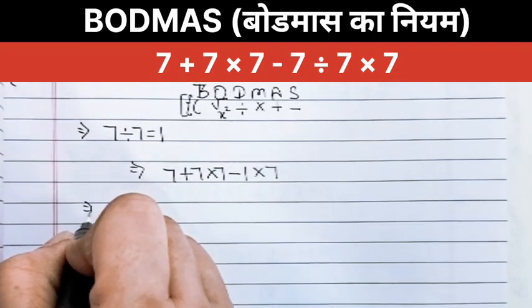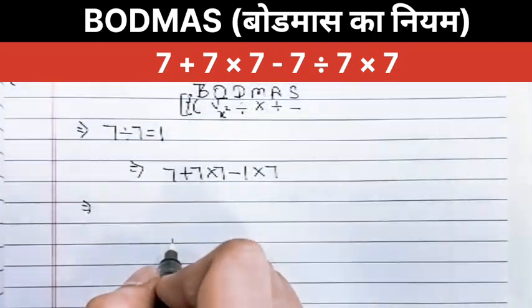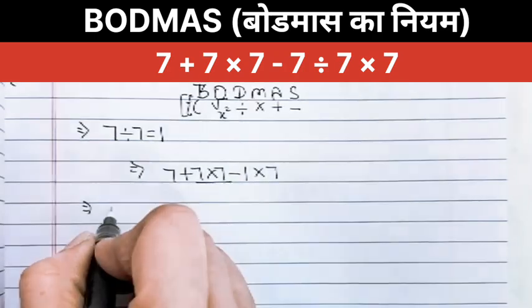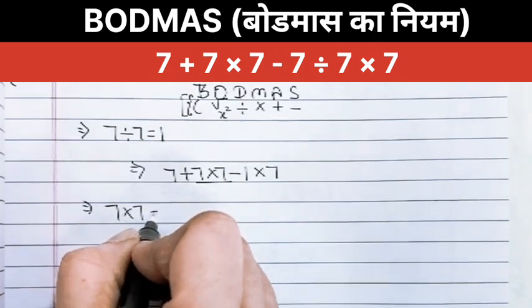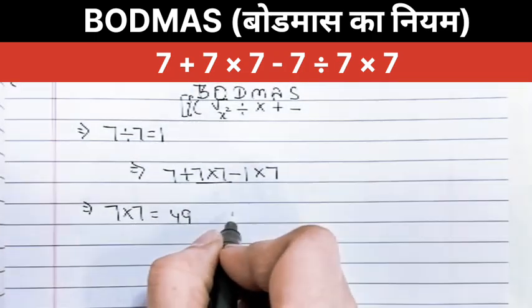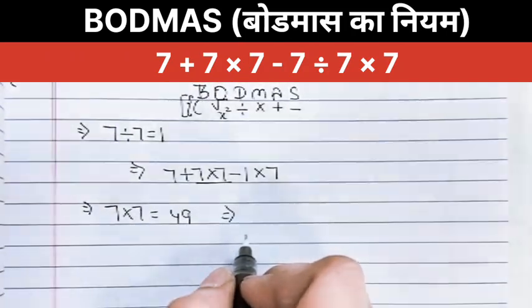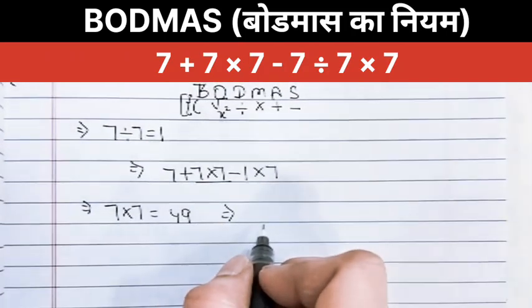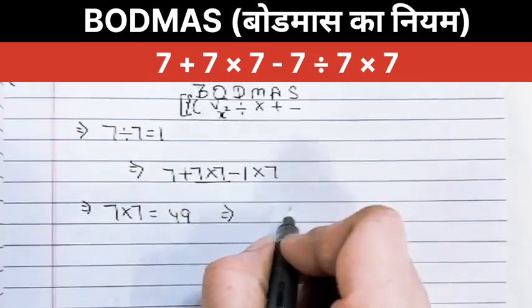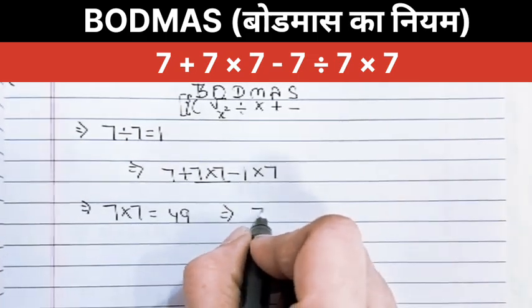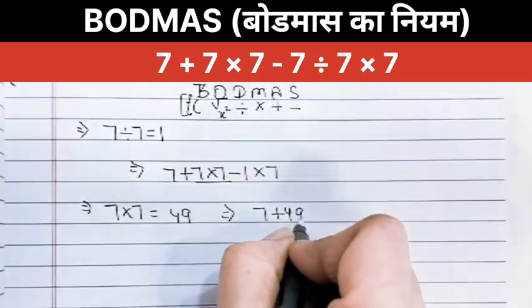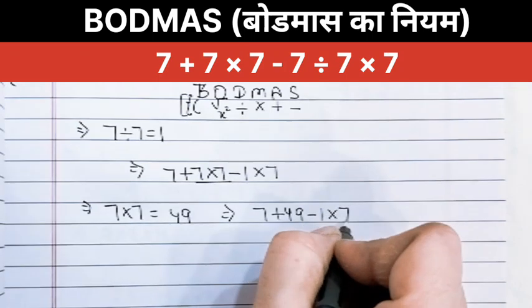Now step 2: we solve multiplication. As you can see here, 7 multiplied by 7 is equal to 49. According to this step, multiplication is the next priority. We resolve the first multiplication from left to right. So now the expression becomes 7 plus 49 minus 1 multiplied by 7.